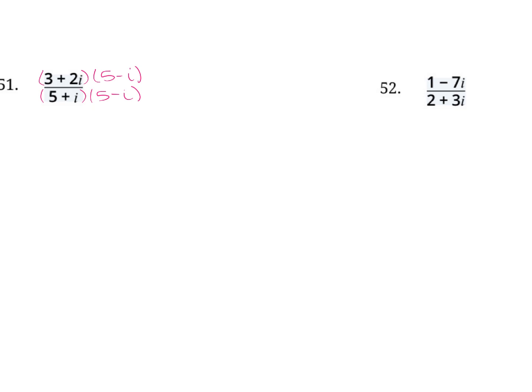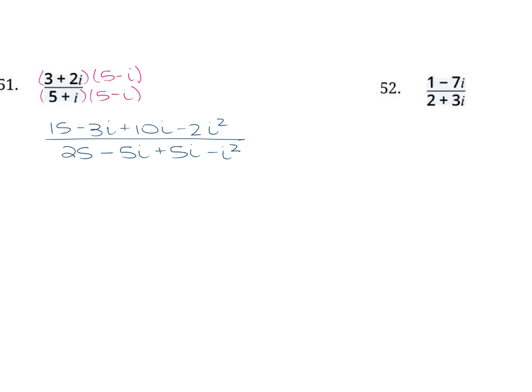So we're just going to FOIL out on both the top and the bottom here. So 3 times 5 gives us 15. The 3 times negative i is negative 3i. 2i times 5 is positive 10i. And then 2i times negative i is negative 2i squared. On the bottom of that fraction, you have 5 times 5, which is 25. 5 times negative i, which is negative 5i. i times 5 is 5i. And then i times negative i is negative i squared.